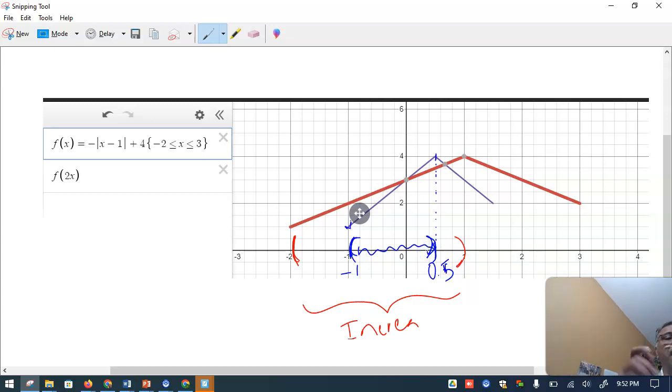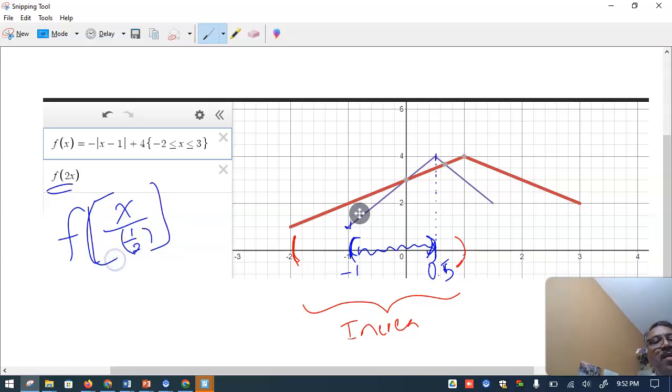Now remember, f of 2x, what it basically means is, I can write it as x over 1 over half. See this? So what that means is there is a horizontal shrink. Whatever this point is, this was 3. Now it shrinks, so this point shrinks and moves right here, and that point is 1.5.